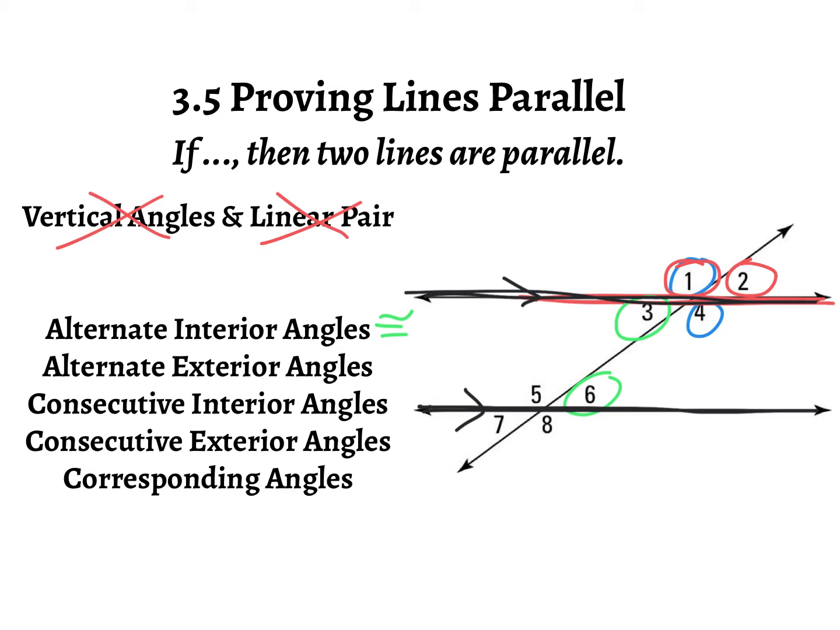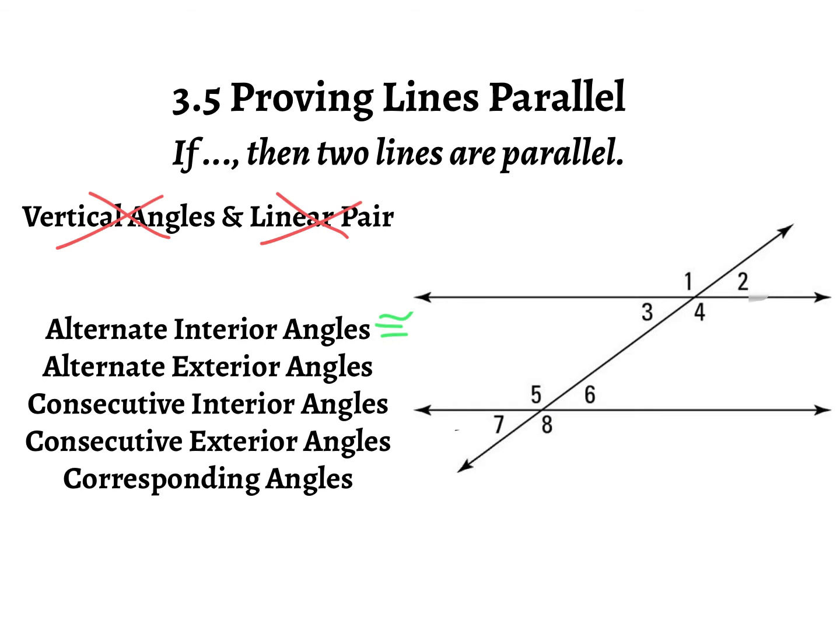Same thing with the rest of our theorems, right? The rest of them also touch both lines. Notice how alternate exterior angles like 1 and 8. Let me go ahead and erase some of this stuff so it can be less confusing. So I'm going to see if I can do them in different colors here. 1 and 8. 1 and 8 affect both lines. And since 1 and 8 are congruent, then it forces these two lines to be parallel.